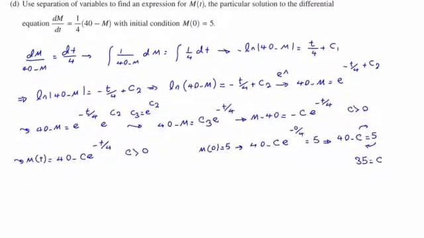Because c equals 35, our particular solution is m of t equals 40 minus 35 e to the negative t over 4. Okay, so we've solved this problem completely.